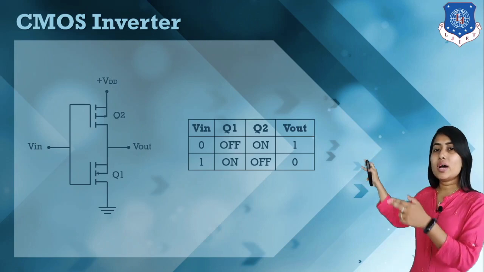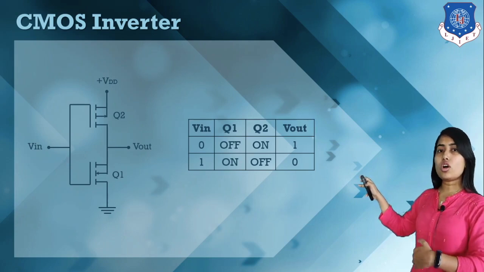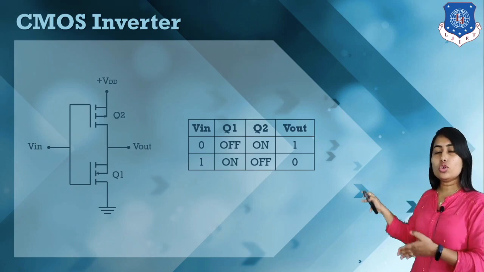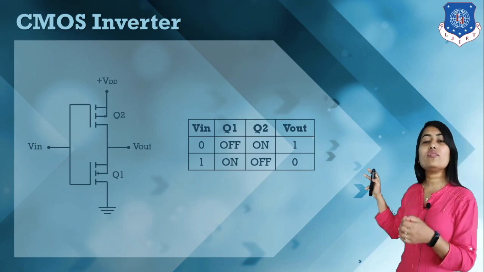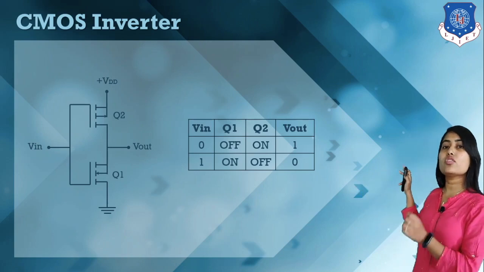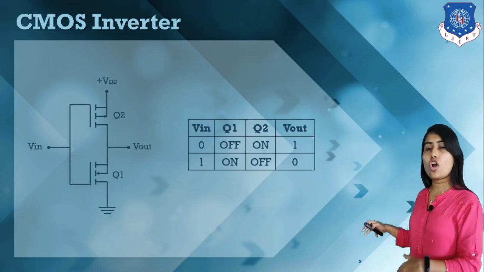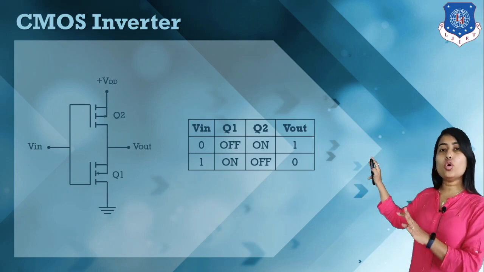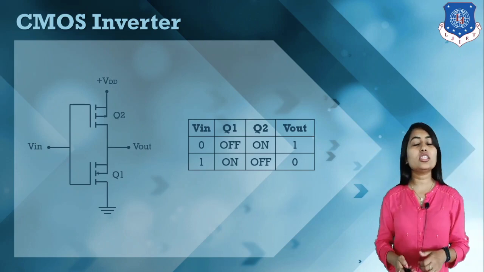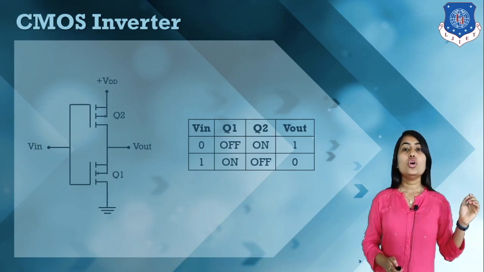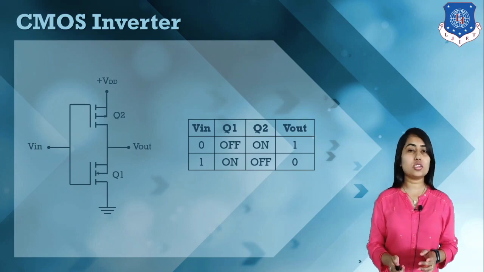So this is a complete path, so the power supply VDD can flow through Q2, but Q1 is off, so there is no path to flow to ground, so all the voltage is present at the output side. So when Vin is equal to 0, the output is equal to 1. And when Vin is equal to 1, Q1 is on and Q2 is off. So there is no path for the VDD voltage to flow. At the output side we have nothing. So whenever Vin is equal to 1, there is no voltage at the output side, so we have a 0. This is how the CMOS inverter circuit works.